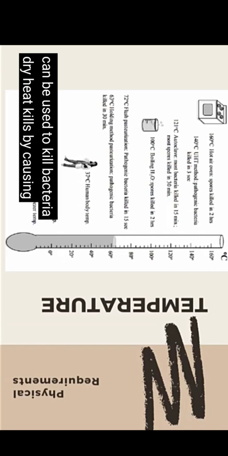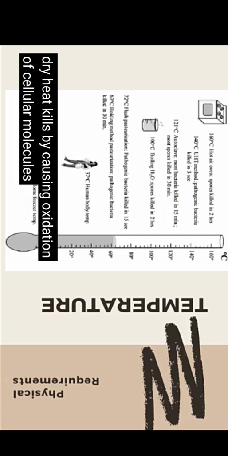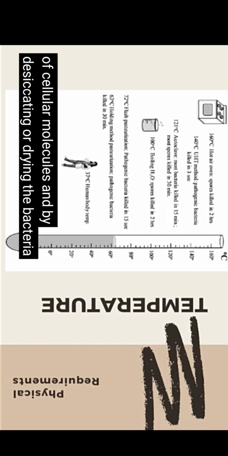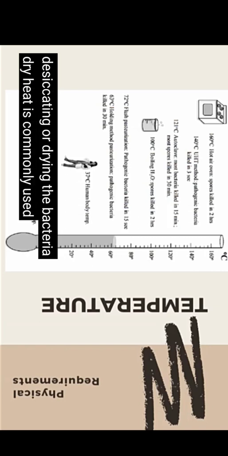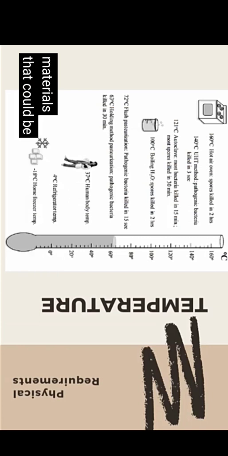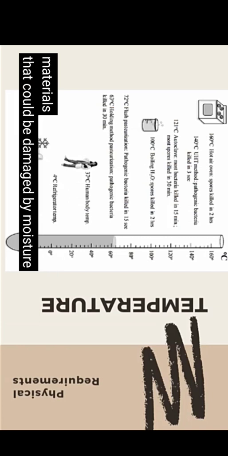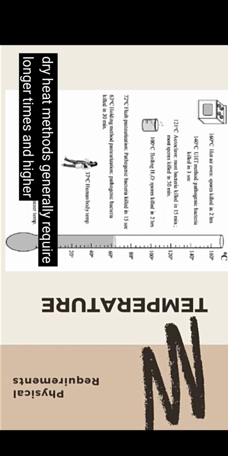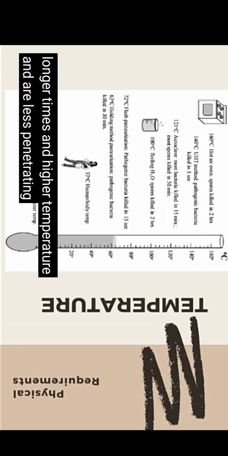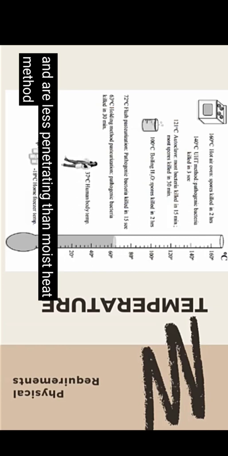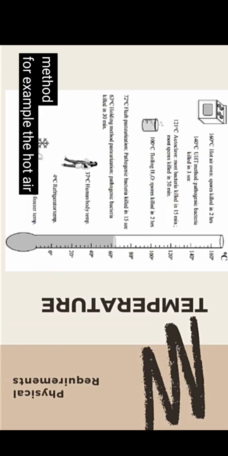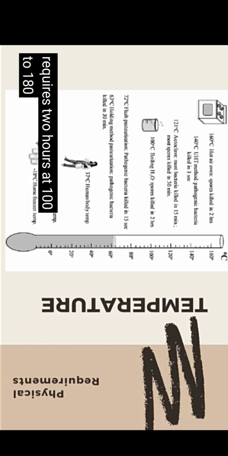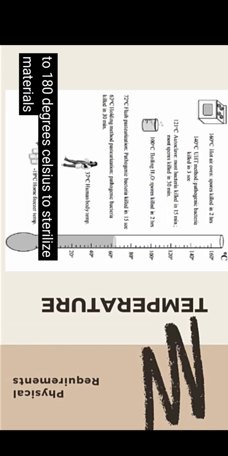Dry heat kills by causing oxidation of cellular molecules and by desiccating or drying the bacteria. Dry heat is commonly used to sterilize materials that could be damaged by moisture. Dry heat methods generally require longer times and higher temperatures and are less penetrating than moist heat methods. For example, the hot air oven requires 2 hours at 100 to 180 degrees Celsius to sterilize materials.